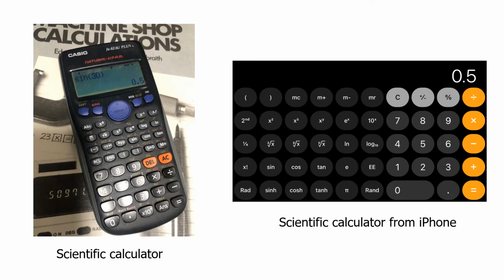Before we continue, you're going to need a scientific calculator, or you can use the scientific calculator function on your mobile device. If you don't have a scientific calculator or a mobile device, there are plenty of free websites and apps available online to do the same job.